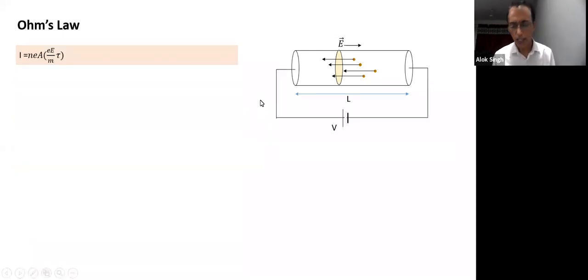Ohm's law was made much before we had this detailed understanding of drift velocity. But still, it is possible to deduce Ohm's law from what we have done now. We have arrived at an expression for current, N e A Vd. Can we deduce Ohm's law from here? Yes, we can. In the original Ohm's law, there was no derivation. But with the current knowledge, it is possible to even derive Ohm's law based on this equation.